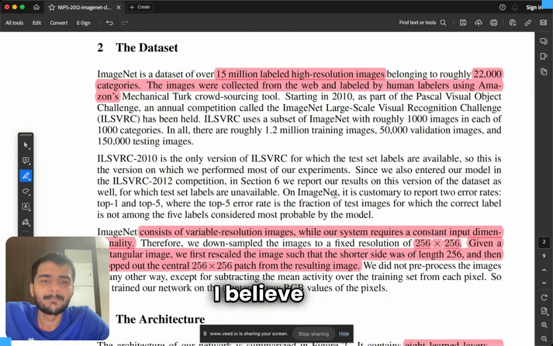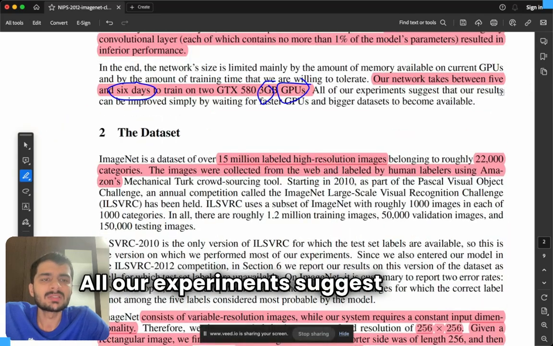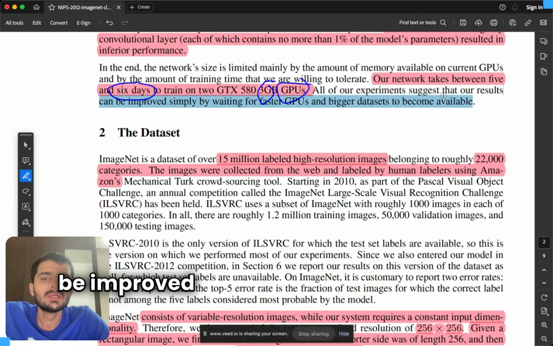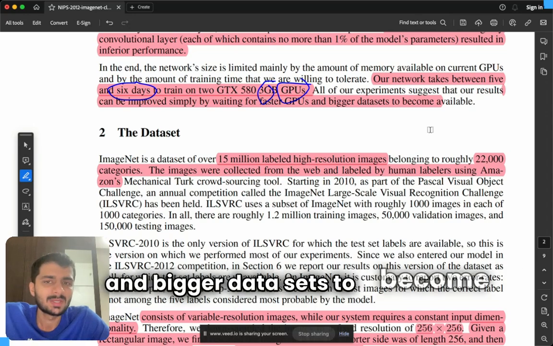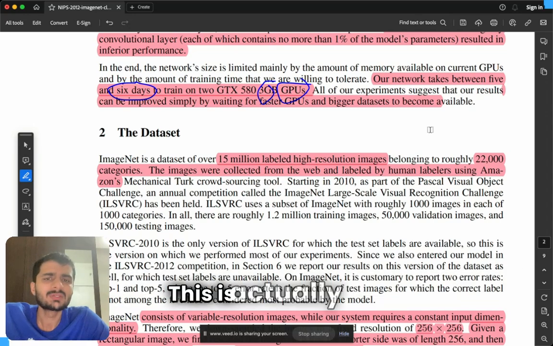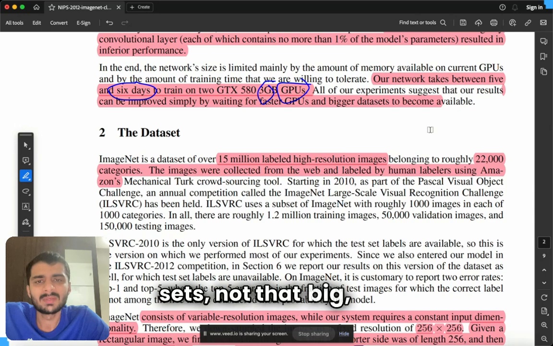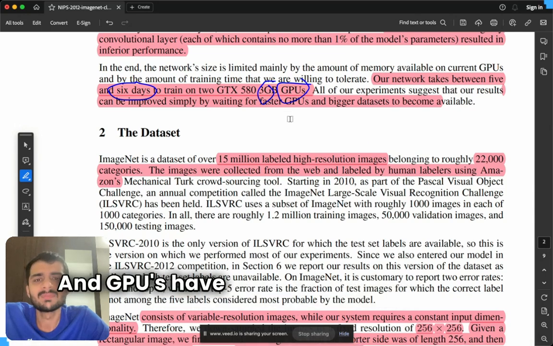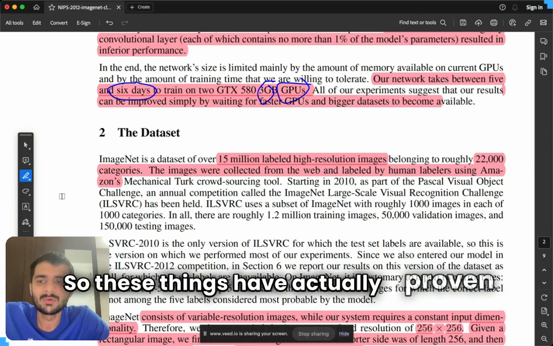So here in the last paragraph, all our experiments suggest that our results can be improved simply by waiting for faster GPUs and bigger data sets to become available. This is actually true nowadays. We have much bigger data sets, not that big, but GPUs have become faster and more efficient. So these things have actually proven to be true.